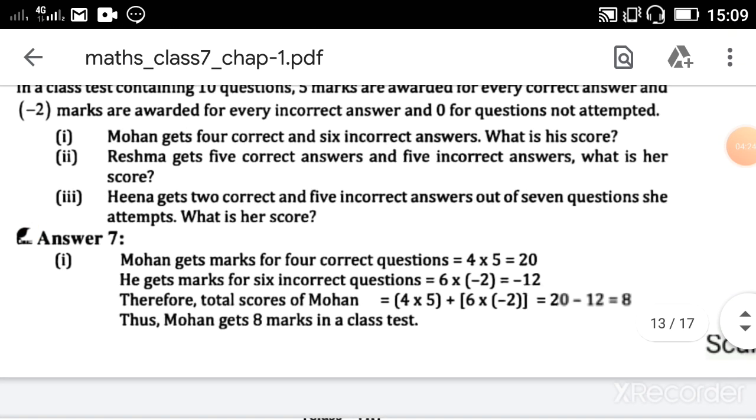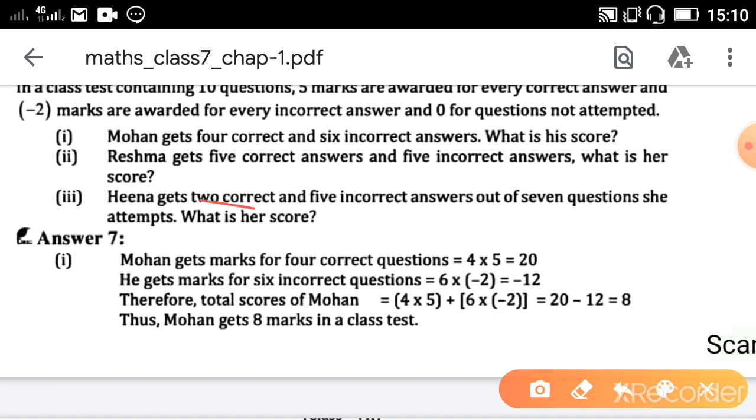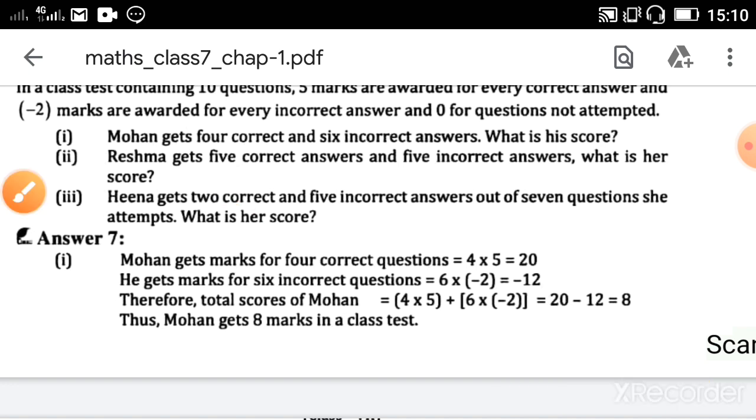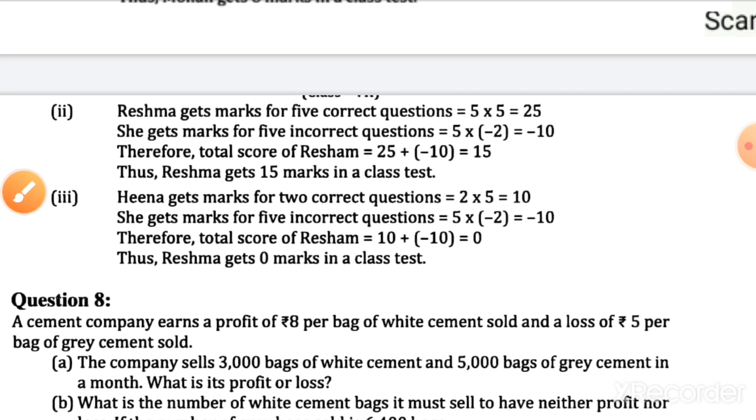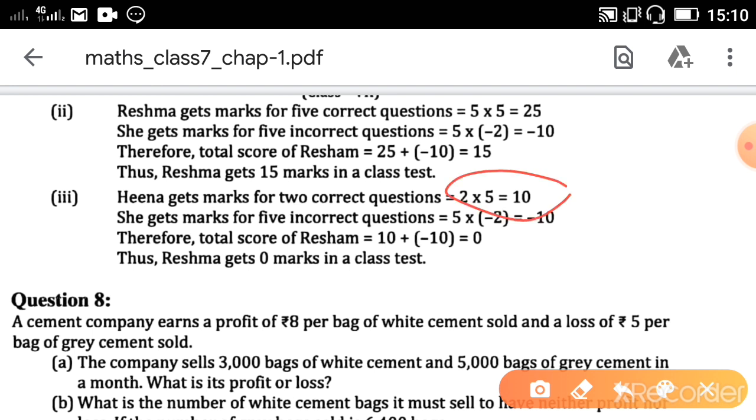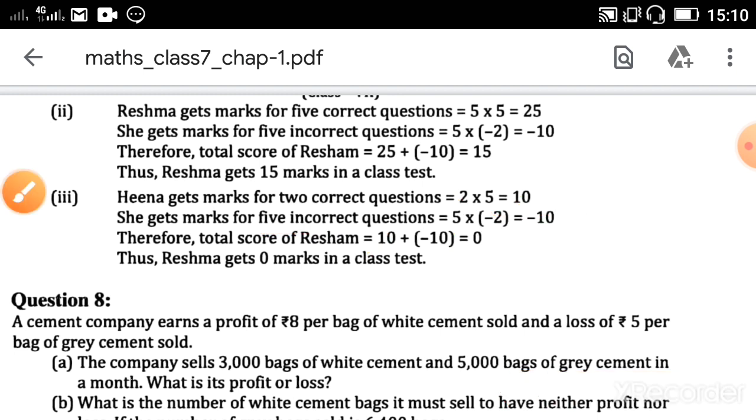Third one, Hina got 2 correct and 5 incorrect answers out of the 7 questions she attempted. What is her score? How many correct answers? 2. It means 2 5s are 10. 5 incorrect answers. So 5 into minus 2 is equal to minus 10. 10 plus minus 10, 10 minus 10 is equal to 0. Thus, Hina gets 0 marks in the class test. First you have to find the marks for the correct answers, then the marks for the incorrect answers, and then you have to subtract, so you will get the total score.